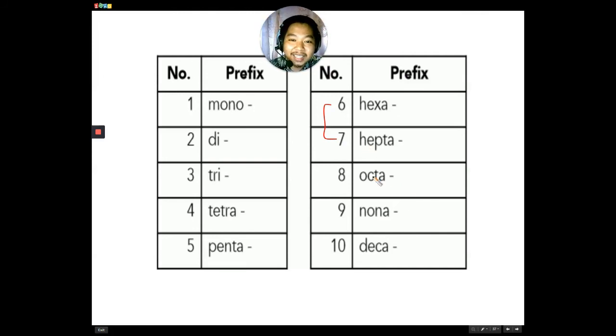And then 8 octa, octopus, because octopus has 8 legs. And 9 is nona, nona. And then 10 deca, diba? Deca homes, pero there are more than 10 homes. Ba confusing? Char lang. What if, sir, there's 11 or there's 12?